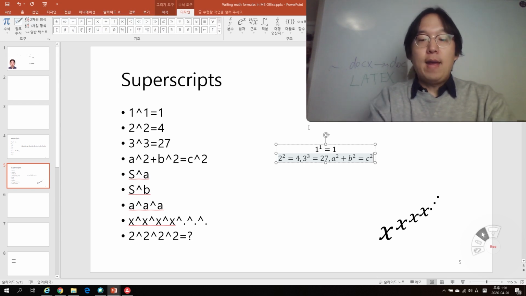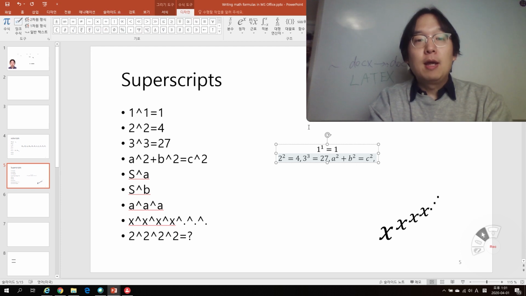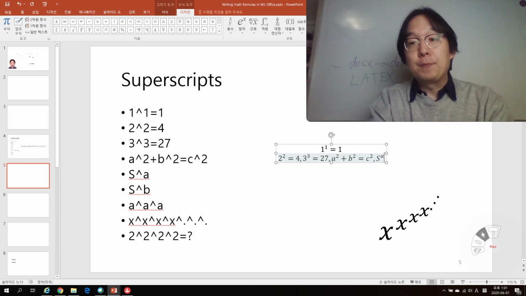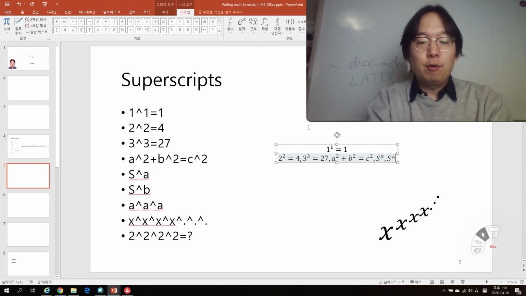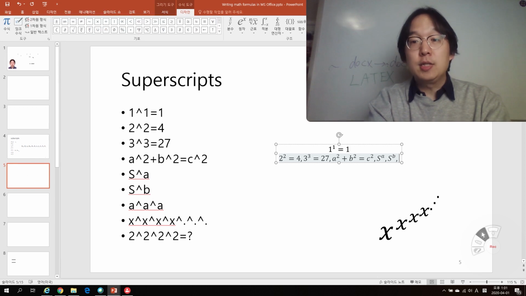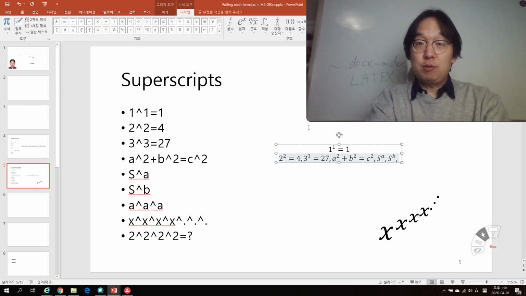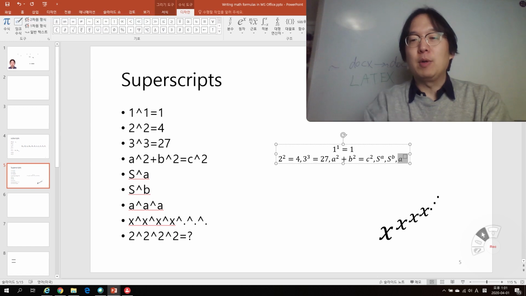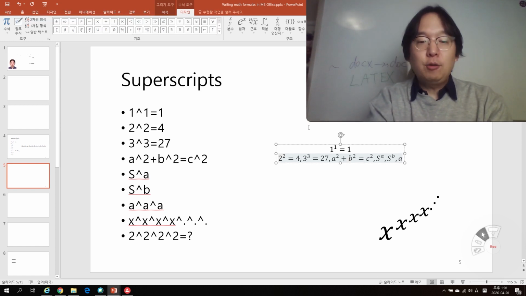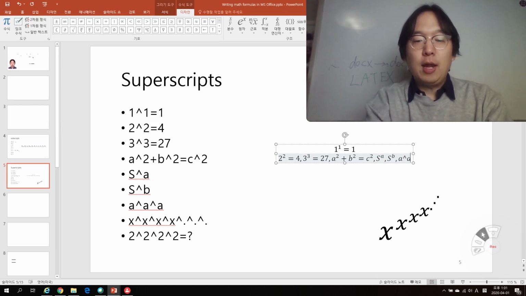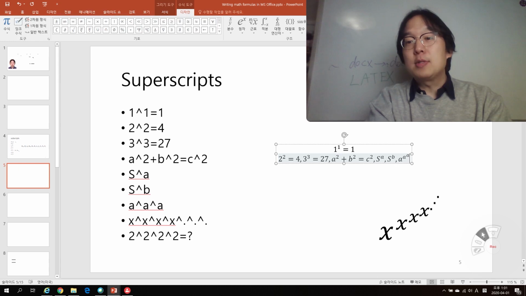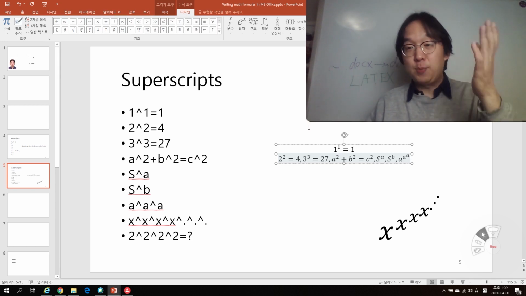And then s to the power of a. Okay, s to the power of b. You can show it like this. How about a to the power of a to the power of a? Superscript of superscript of superscript. Okay, no problem. Hey, wait. a to the power of a to the power of a to the power of a to the power of a. And it becomes like this as you punch in space and space later on.